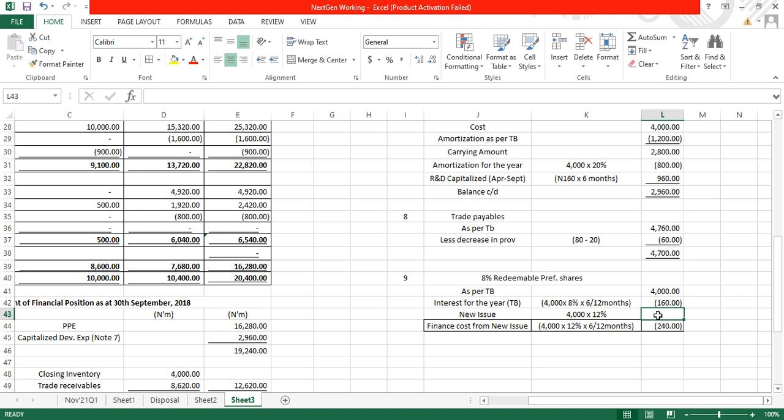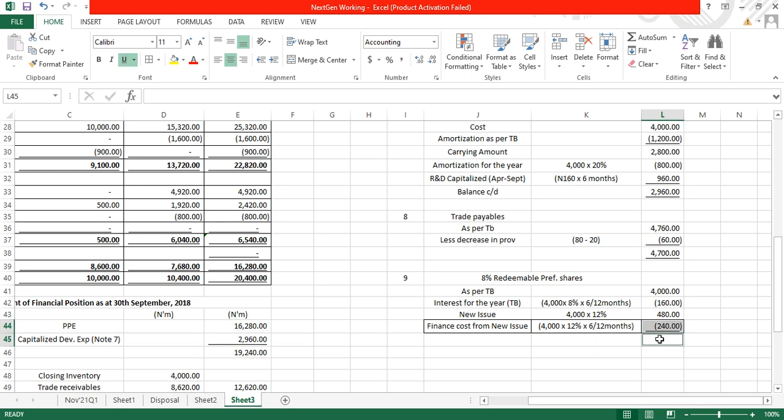4,000 times 12% is what? 240. Let's confirm. 12 times 4 is 48. Sorry, not 240. It will be 480. So now we issued out a new 480, right? And then we had a finance charge of 240 out of it. So what is our total?